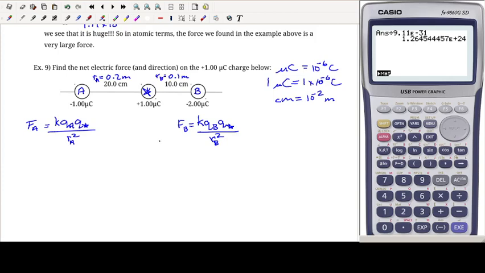So go ahead and pause your video for a minute. Insert your numbers into the formula, and go ahead and find out your answer, then come back. So pause your video, try it for yourself, then come back.